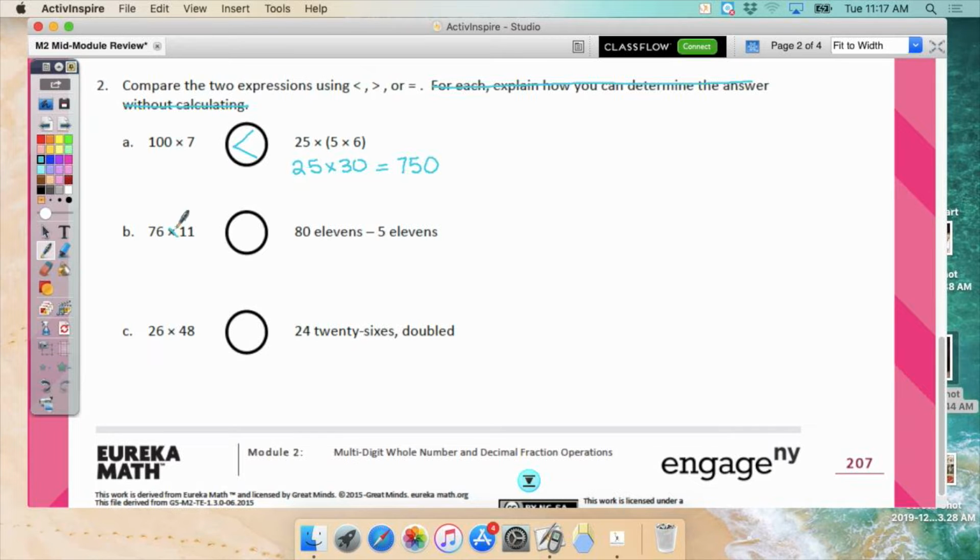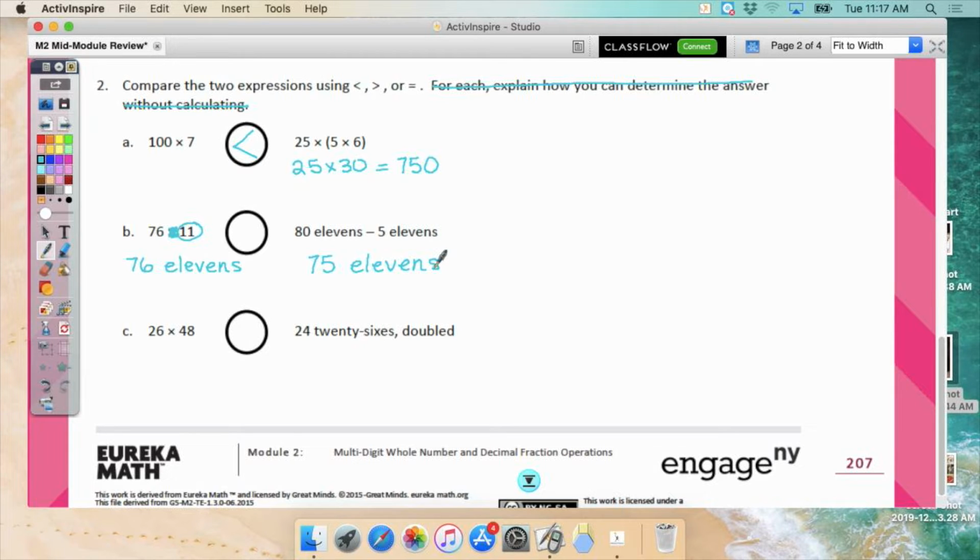If I took this out, right here, and changed this to a word, it would be 76 11s. Write that down. 76 11s. Now, this is 80 11s minus 5 11s. How many 11s is this? 75, because 80 minus 5 is 75, so this would be 75 11s.